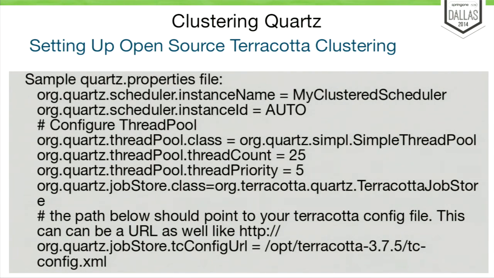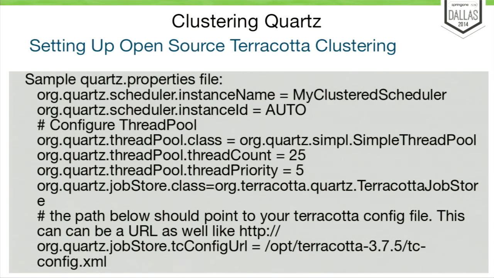Here's what your Quartz property will look like. You make sure you use this Terracotta job store, and where to find your configuration file. The configuration file can be in an S3 bucket, it can be on a web server, it can be on some kind of shared file store. It doesn't really matter as long as you can get to it. That's fine.